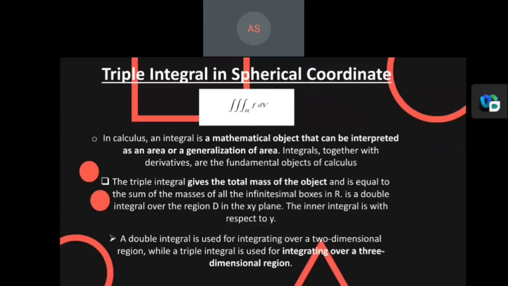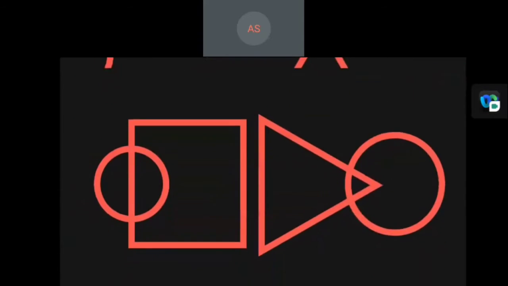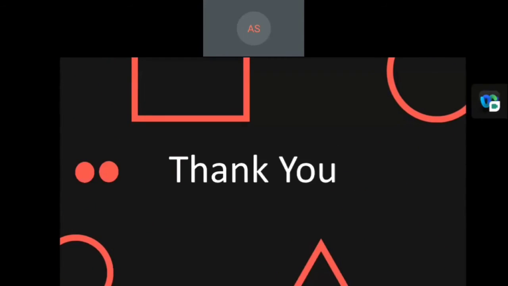Secondly, the triple integral in spherical coordinates. In general, in calculus, an integral is a mathematical object that can be interpreted as an area or a generalization of an area. So, Dani, would you mind helping me to answer the question about triple integral? Yeah, sure.